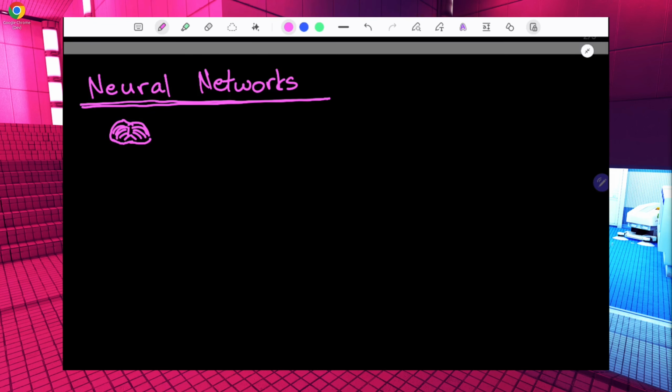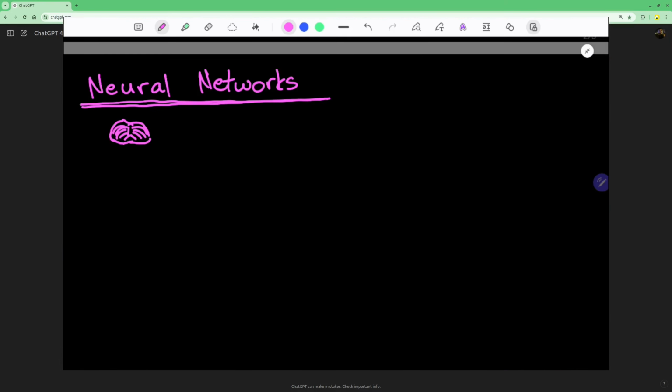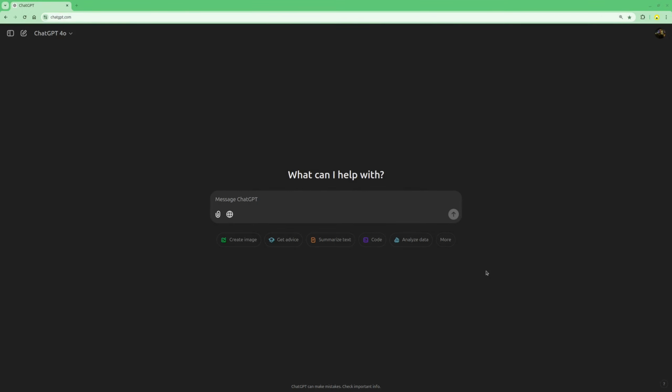Okay, so now let's dive deep into neural networks. So a neural network is a mathematical model. Let me see how ChatGPT would define it. How would you, in simple terms, define what neural networks are?